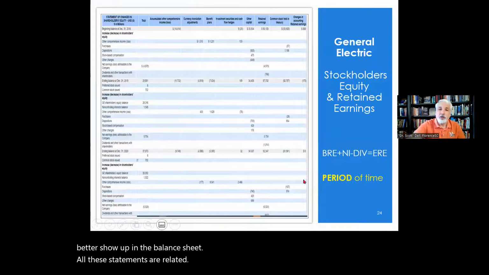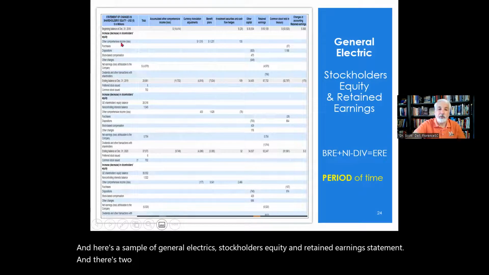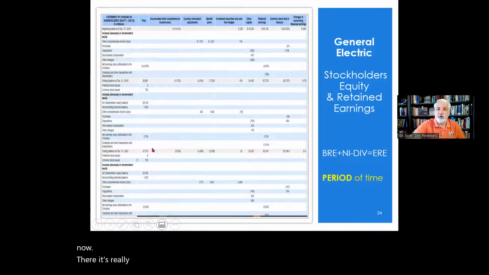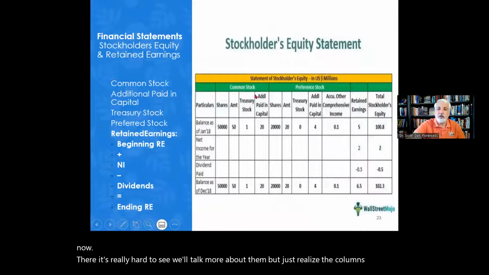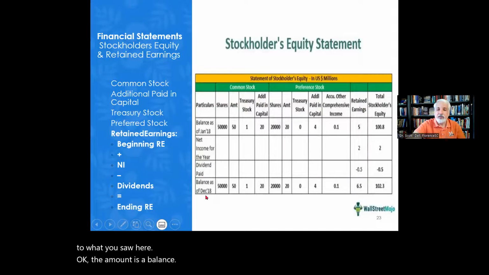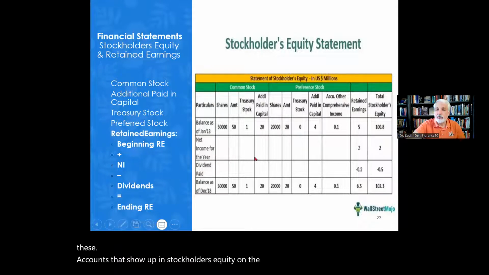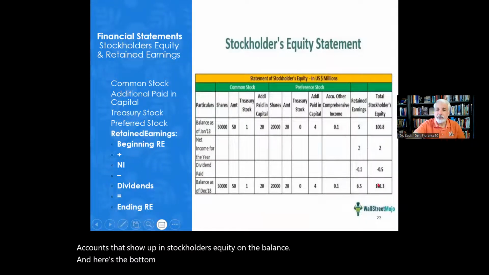And here's a sample of General Electric's stockholders' equity and retained earnings statement. And here's 2 years' worth. It's actually a 3-year statement. We're showing 2 years right now. Then it's really hard to see. We'll talk more about them. But just realize the columns are similar to what you saw here. Okay, the amounts: balance, income, dividends, ending balance. Balance, income, dividends, ending balance in each one of these accounts that show up in stockholders' equity on the balance sheet. And here's the bottom line that ends up on the balance sheet.